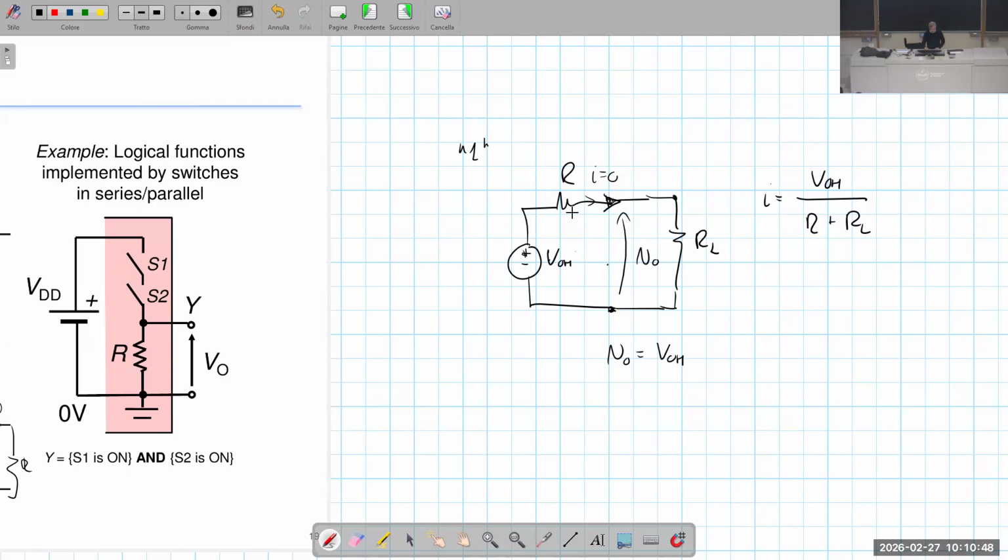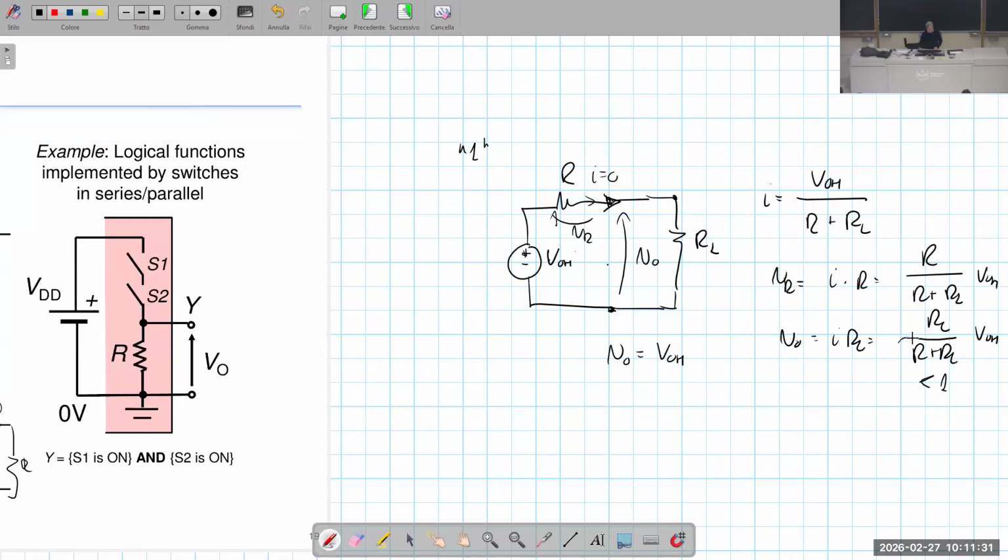But the current here gives rise to a voltage drop on R. I start from elementary concepts because I think they need to be well understood. VR is equal to I times R, that is R over R plus RL times VOH, and VO is equal to I times RL, the voltage divider rule, RL over R plus RL VOH. Is that clear?